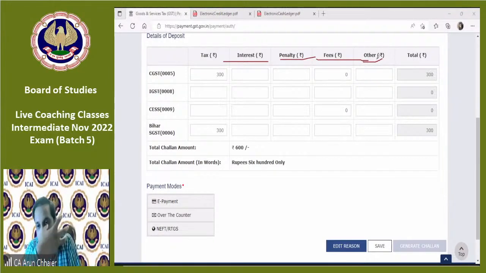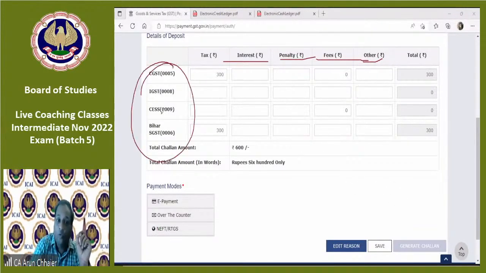So what is the use of the cash or credit ledger? You will use it for payment of the tax liability. But please remember, if I have to pay interest, penalty, or late fees, can it be paid through ITC? The answer is no. You have to pay the same through the cash ledger only.